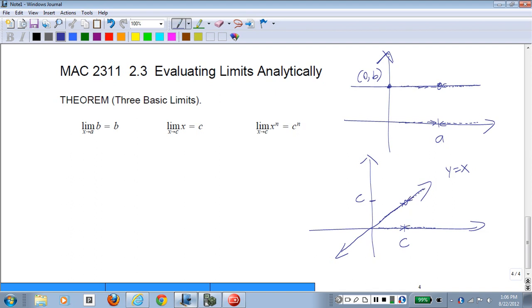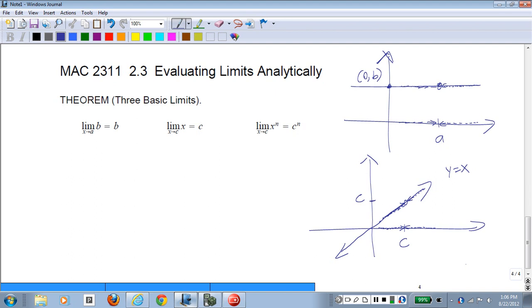What does it look like the y coordinates of those points are approaching? Well, all along here you have points where the x and y coordinates are the same as each other. So as the x values approach c, the y values also approach c. So the limit of the identity function as x approaches c is equal to c.